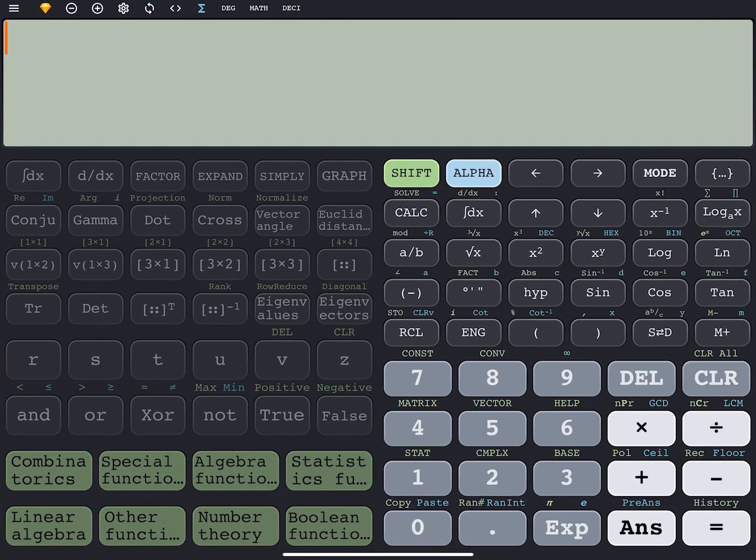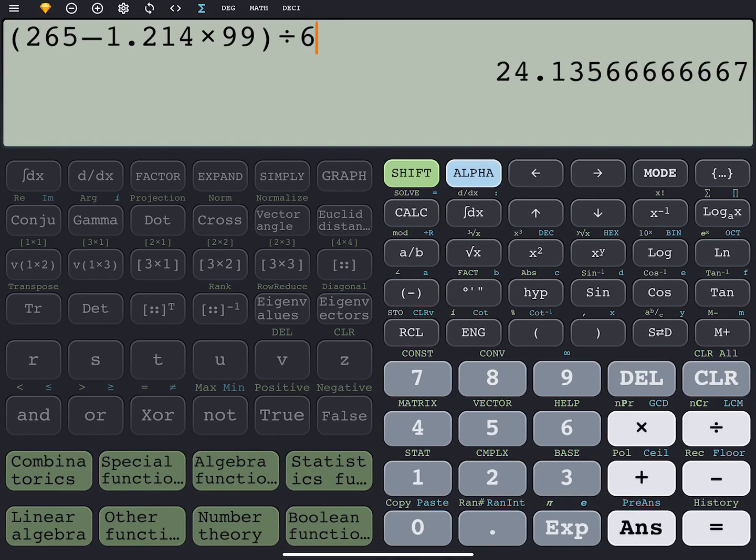Okay, let's clear this. What's in our numerator here? What's the sum y value? 265. Thank you. 265, and then it's going to be what? Minus 1.214. Good. Times 99. Good. Close that, and we're going to divide by what's n? 6. Double check to see if you guys have that there. All right, so double check there, and you now get 24.136. Okay, 24.136.